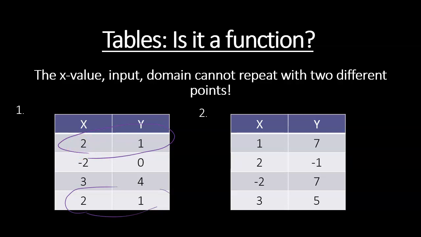I often tell my students to think about it like dating, like relationships. So you can think of it as 2 and 1 are dating. So 2 and 1 are dating, they break up, they get back together again, they're still the same couple. But if 2 was dating 1 and 2 was dating 0, that would not be a functioning couple. You would probably need to break up, and it's not a function.